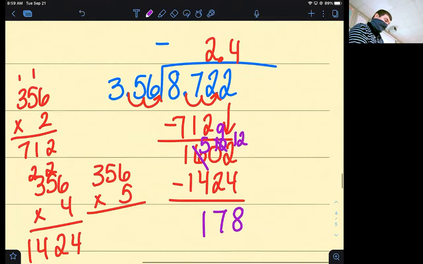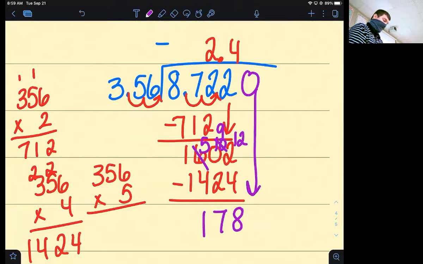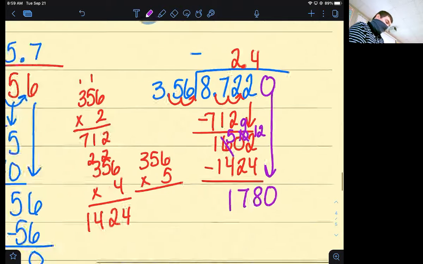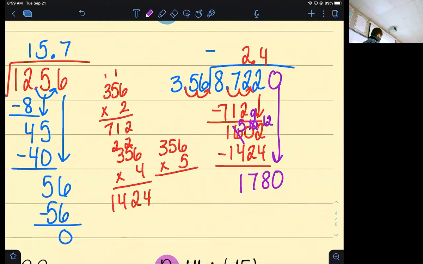So I ran out of digits. I've already got a decimal point, and I've always just added zeros and dropped them down until I get 0 for my remainder. Now it's going to go in more than 4 times. Never erase your side work. Even if it's wrong, you might need it later on in the problem. I'm not going to erase the 4 because I know that it's going to be more than 4. It's probably going to be 5.